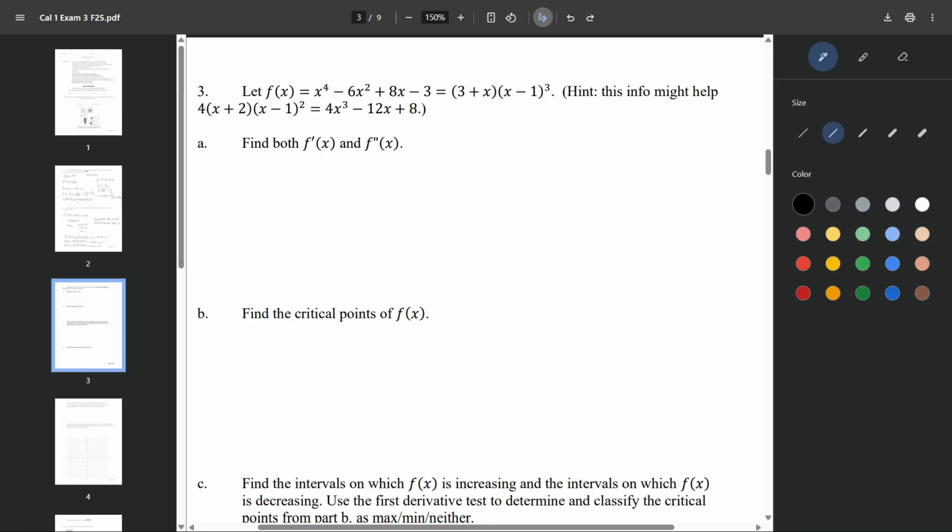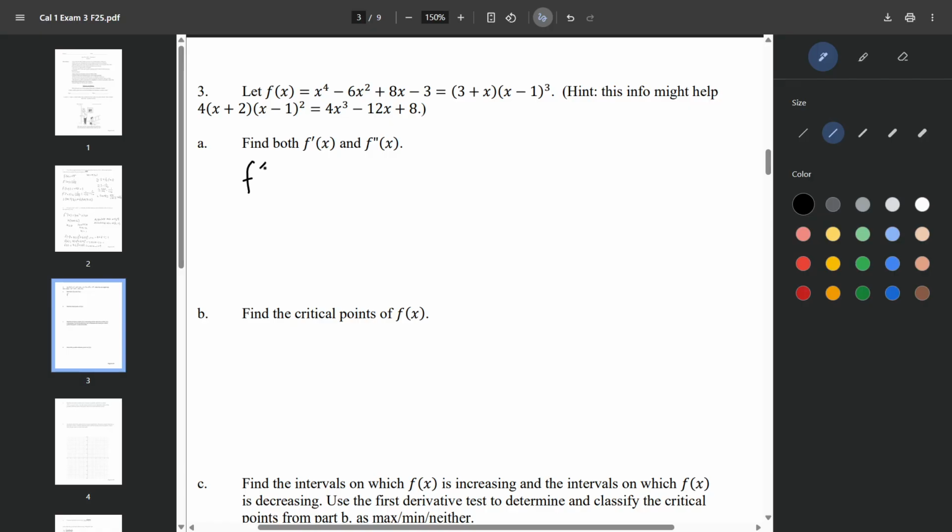Alright, this video is for exam 3, page 3 and 4, section 1, and we will be starting. This question is separated into many different parts. Let f of x equal x to the power 4 minus 6x squared plus 8x minus 3. We also have it here in factored form, as well as some additional information that will help us later on. First part, A: find both f prime of x and f double prime of x.